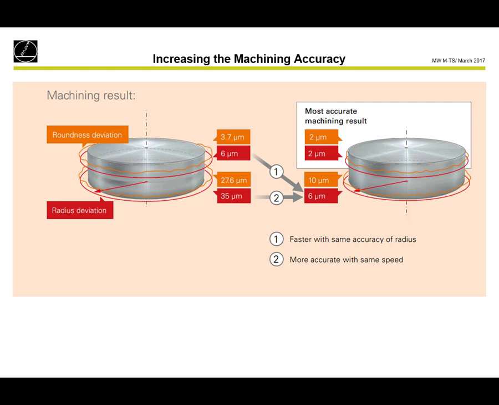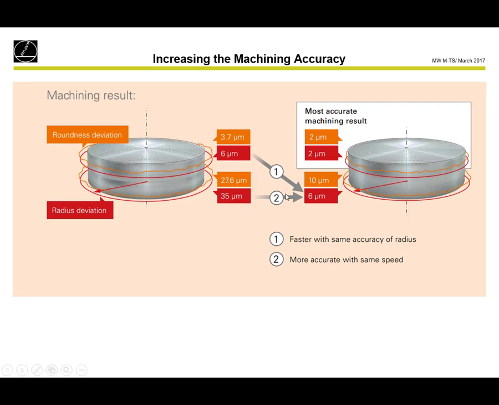And the difference in the accuracy you can also see here. So in the first 5 mm we have 0.7 micrometer roundness and 6 micrometers radius deviation. That's okay. But if we make the feed rate higher, then you see we have a really big deviation.